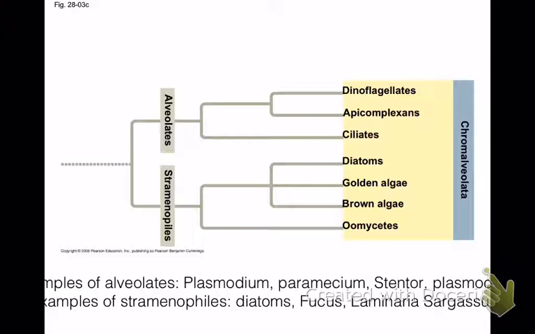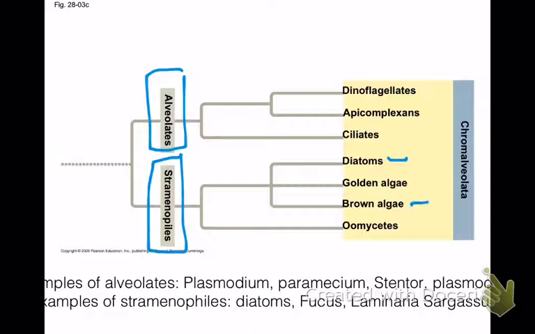The next supergroup was the chromalveolata, which include two main subgroups. We have the alveolates, which include dinoflagellates, the apicomplexans, and the ciliates. And then we have also the stramenopiles, which include diatoms, golden algae, and brown algae. We only looked at examples of diatoms and brown algae.